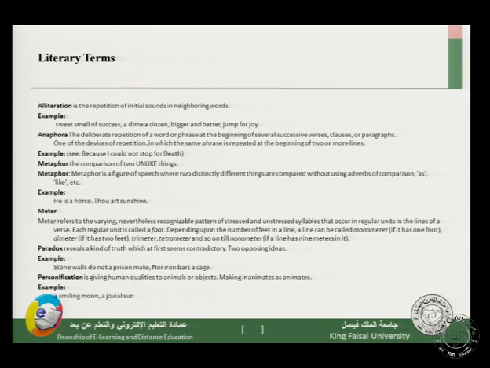Okay, meter refers to varying, nevertheless recognizable patterns of stressed and unstressed syllables that occur in regular units in the lines of verse. When we talk about meter, we talk about, you know, stressed and unstressed syllables in each line, because each line of verse, each line of poetry, each line in a poem is divided into syllables.